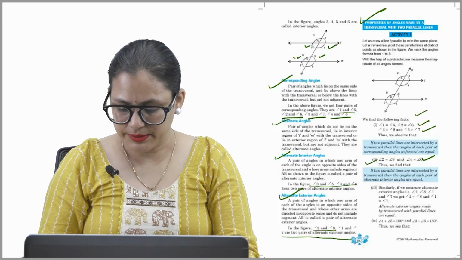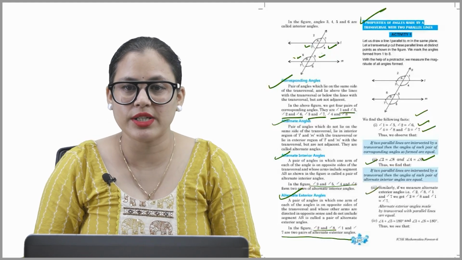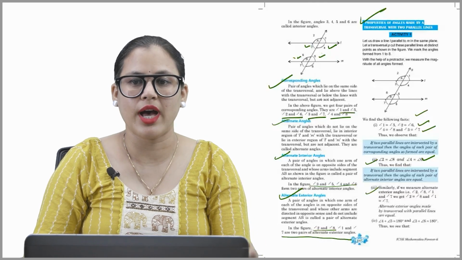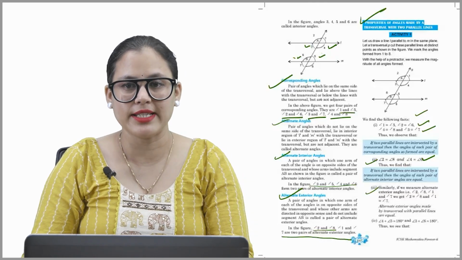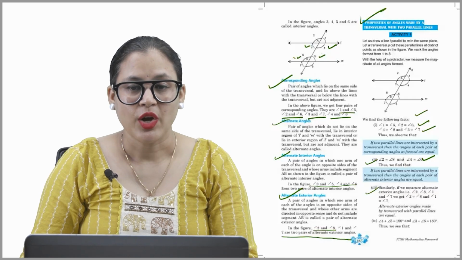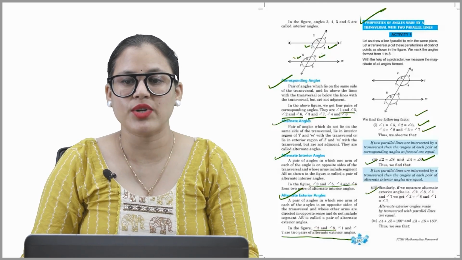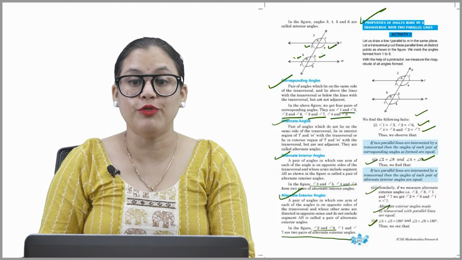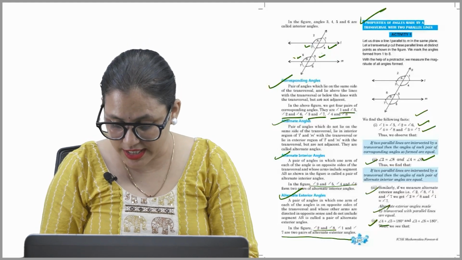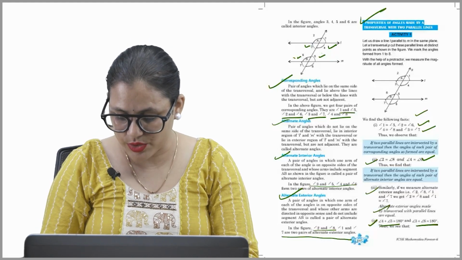Number 3, similarly, if we measure the alternate exterior angles, that is angle 2, angle 8, angle 1 and angle 7, we get angle 2 is equal to angle 8 and angle 1 is equal to angle 7. Alternate exterior angles made by a transversal with parallel lines are equal. And number 4, angle 4 plus angle 5 is equal to 180 and angle 3 plus angle 6 is equal to 180.